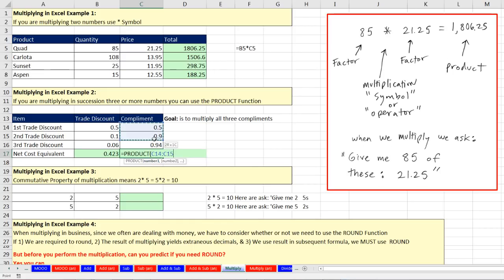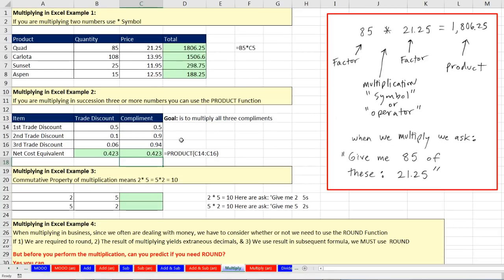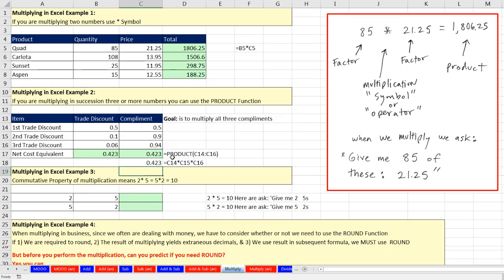I'm simply going to highlight the 3 cells with the complements, close parentheses. And all it will do is multiply 0.5 times 0.9 times 0.94 and give you the product. Now, if you did it longhand, you'd get exactly the same answer. Enter.